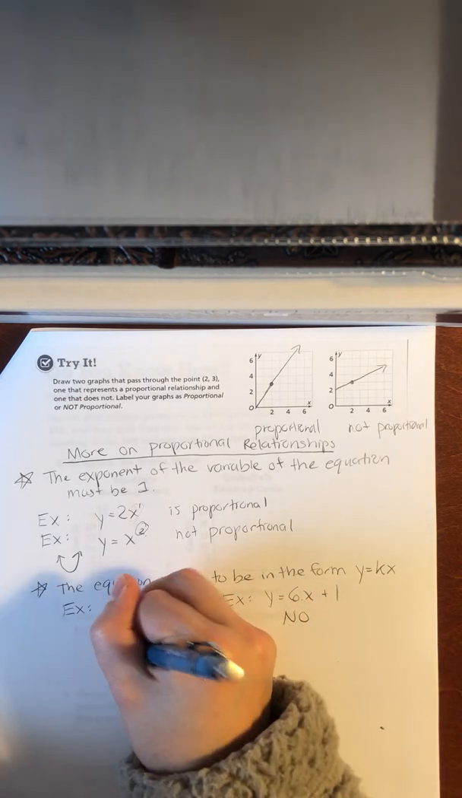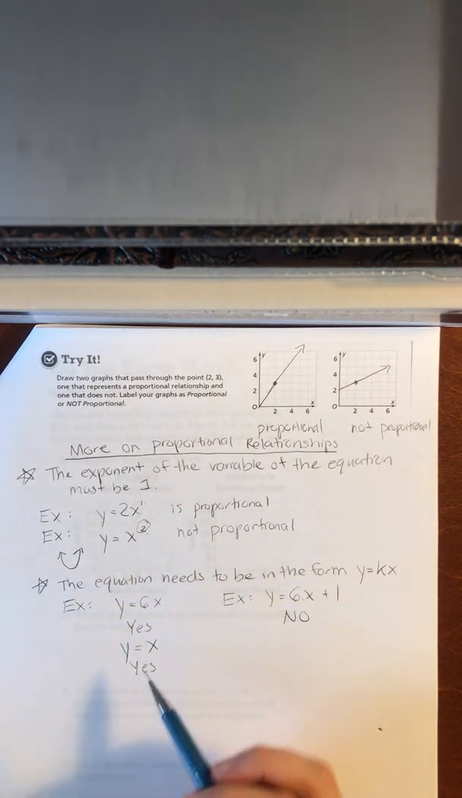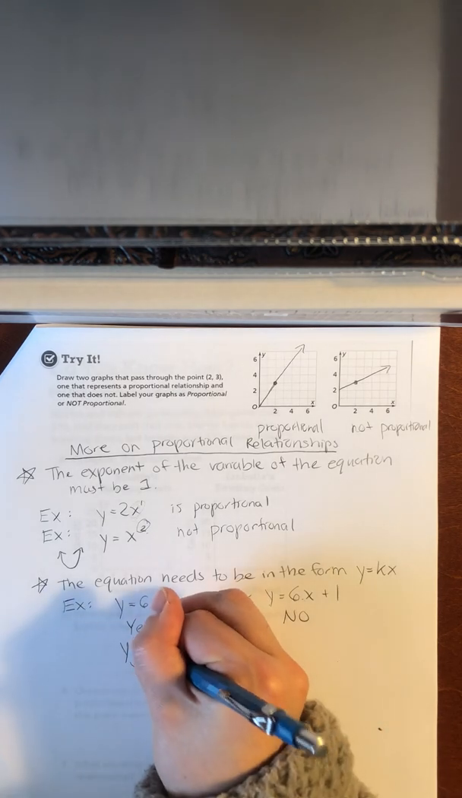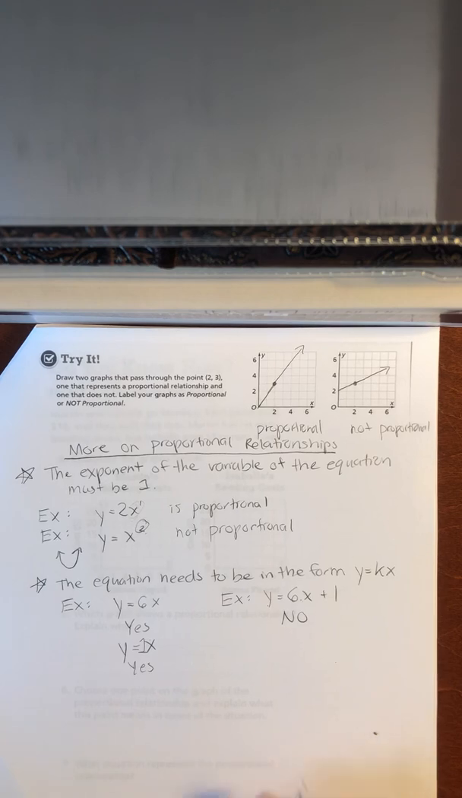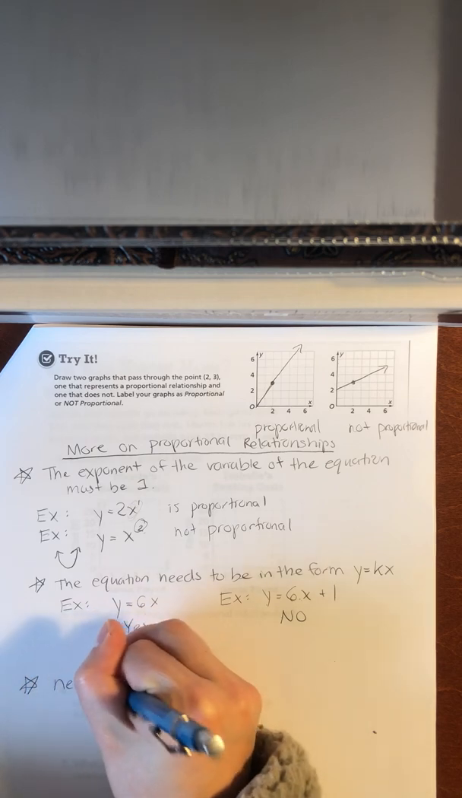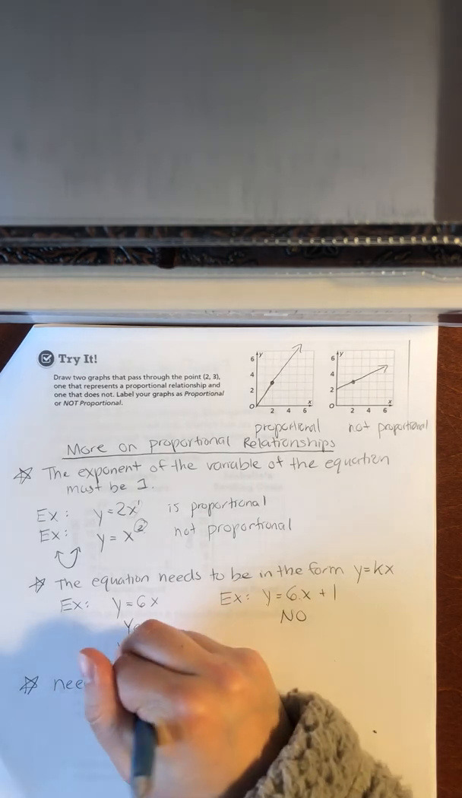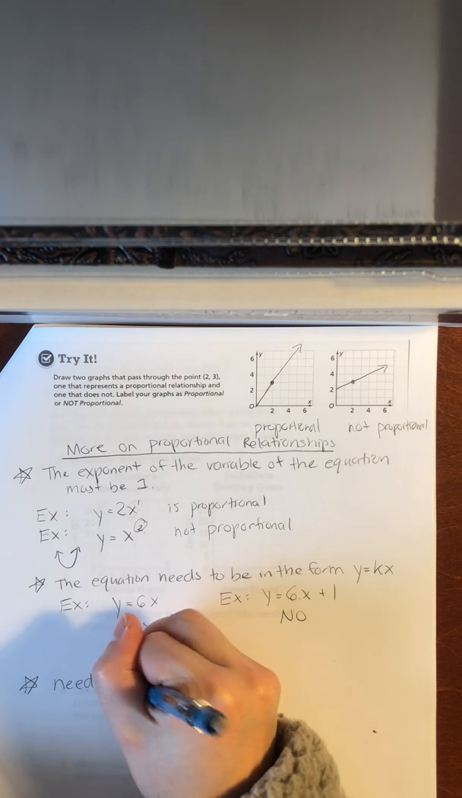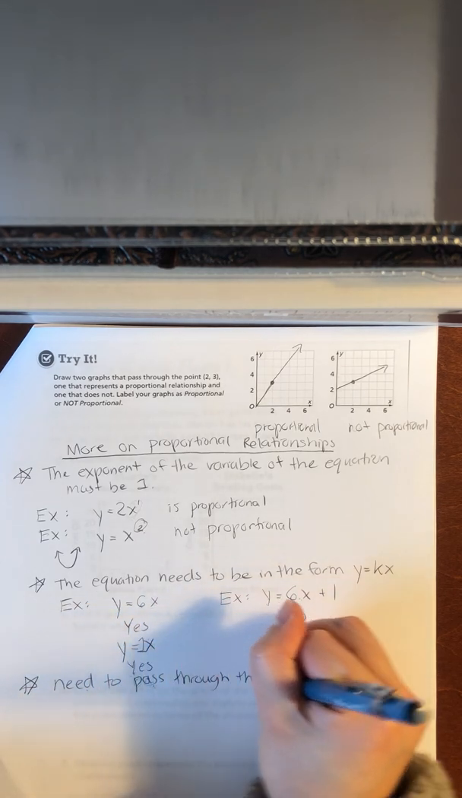Another thing is y equals x. This is proportional. Okay, k is really 1 here. It's not like there's no k, so that's kind of a tricky one that students sometimes get confused with. And the last thing for it to be proportional is it needs to pass through the origin.